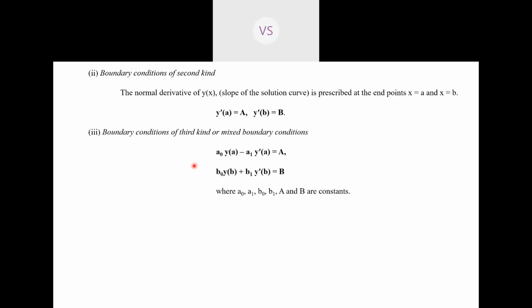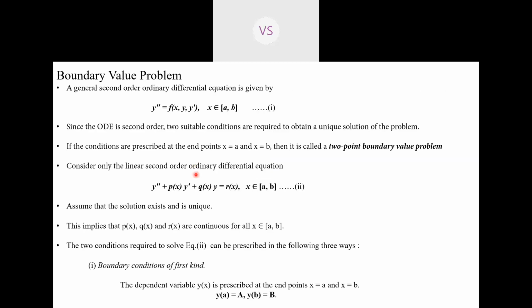So we have learned that there are three types of conditions, and you require two conditions to obtain the unique solution for this equation. We have considered this equation and seen different conditions that can be applied to obtain the unique solution. This is known as a boundary value problem.